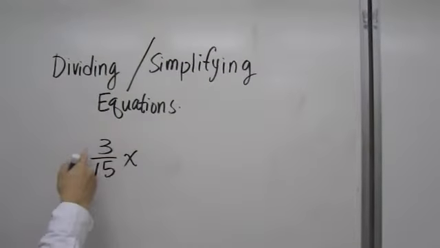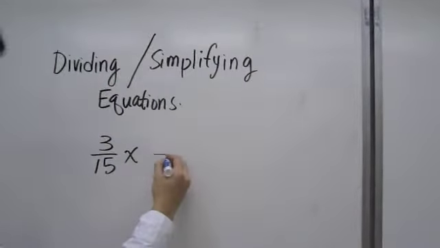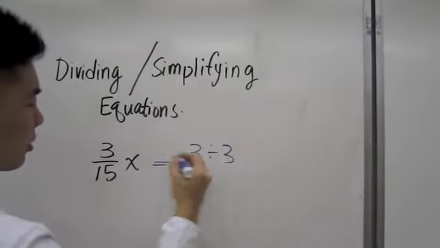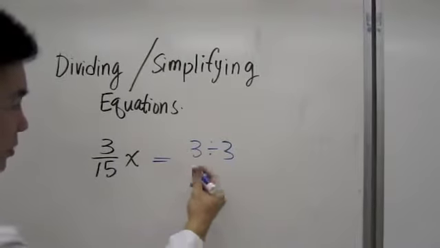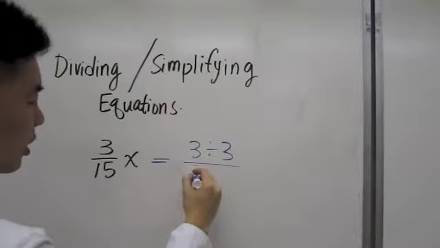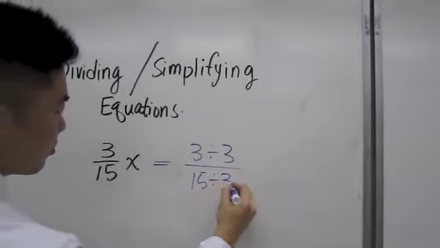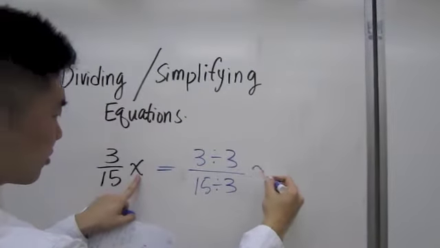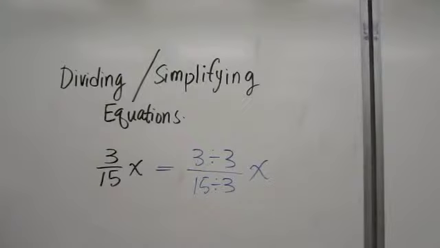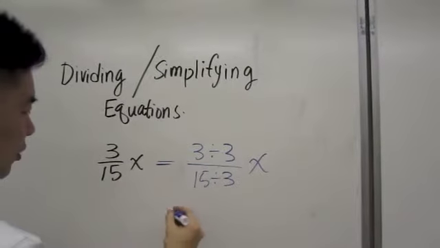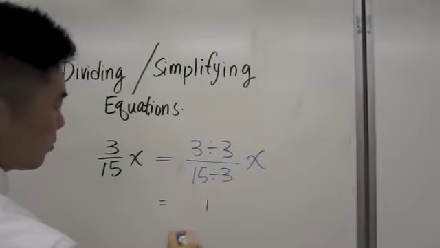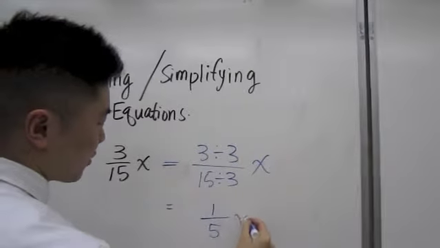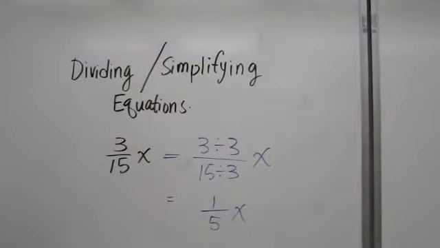I'm going to take the fraction and multiply 3 in the denominator, 3 in the numerator, excuse me, and 3 in the denominator. Don't forget about the x. Now 3 divided by 3 is 1, and 15 divided by 3 is 5. So this becomes 1 over 5x.